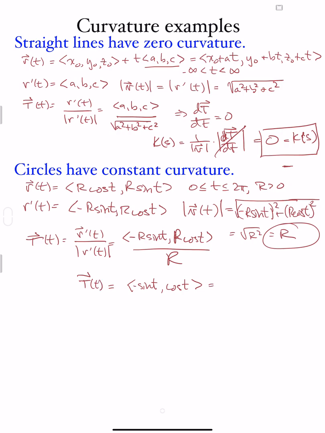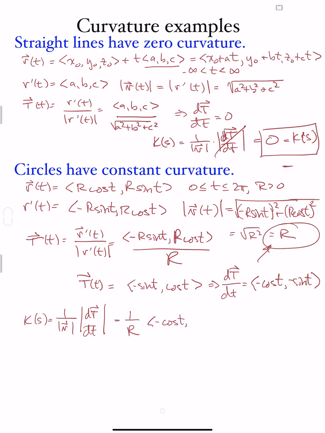Then if we take the change of the unit tangent vector with time, we end up with minus cosine t and minus sine t as our vector. Now again, we know the kappa we want is 1 over the speed multiplied by the magnitude of the change of the tangent vector with time. In this particular case, I get 1 over r, since we found that's our speed, multiplied by the magnitude of that derivative we just computed.